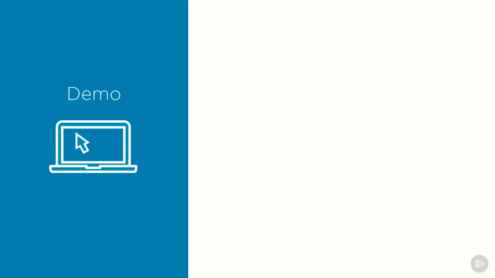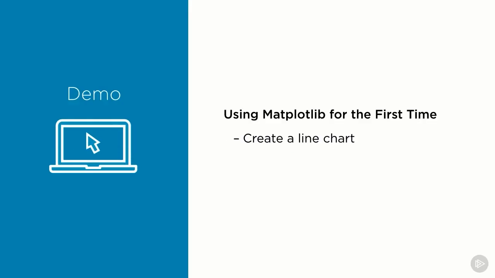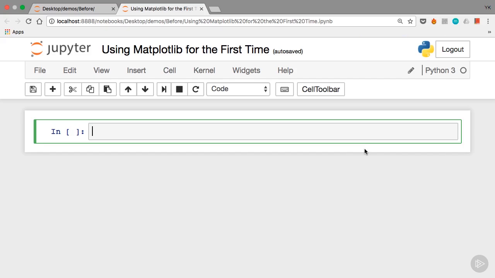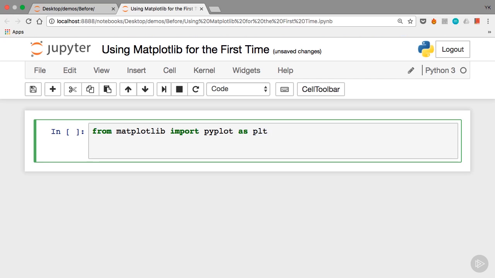So let's see how to create a line chart with matplotlib and how to save a chart that you created as an image file. To use matplotlib, you'll first need to import the pyplot module from the matplotlib library. You can do this with from matplotlib import pyplot as plt. This says import the pyplot module from the matplotlib library and call it plt. Note here that the pyplot module is just a simple interface for using matplotlib.